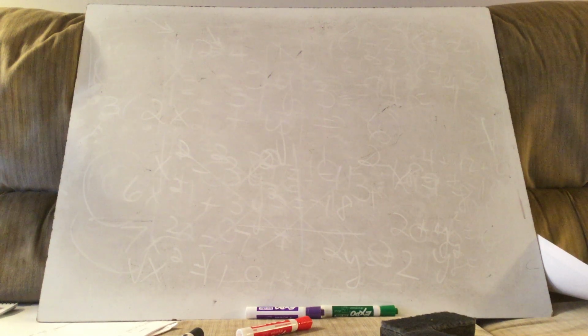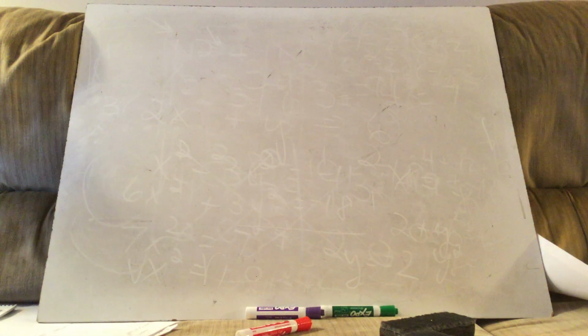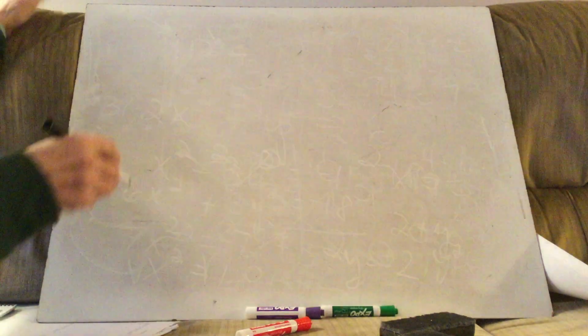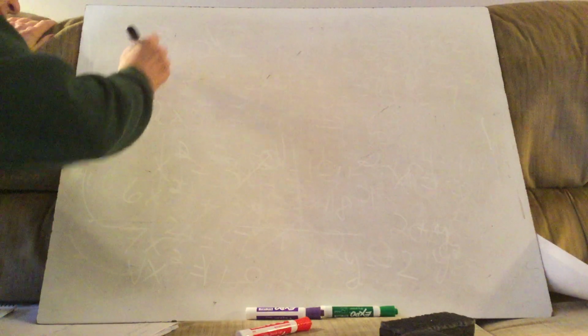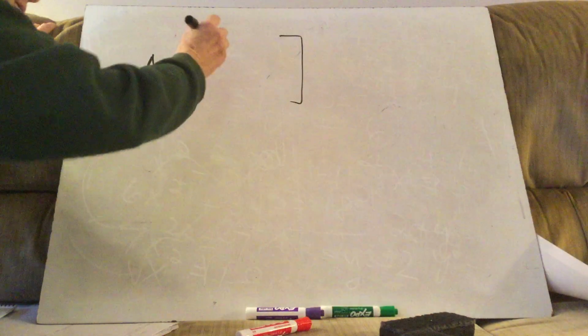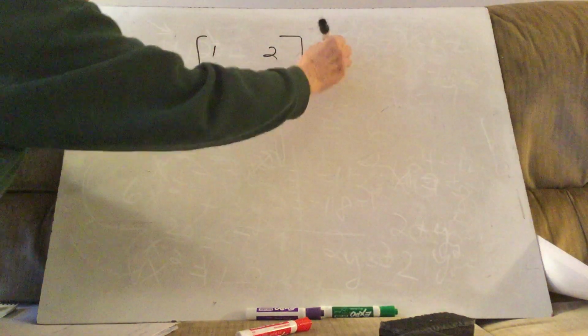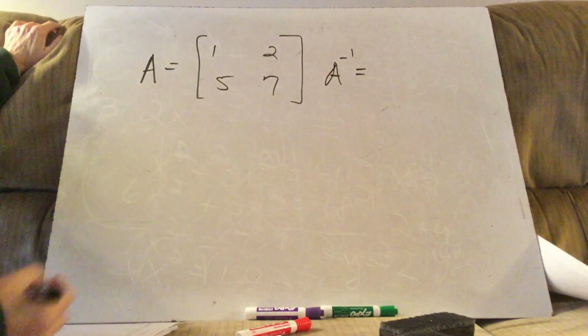Okay, we're going to do some practice for the optional inverse and matrix multiplication quiz. So we'll start by finding a couple of inverses. The way that problem looks is you're going to be given a matrix like this, just some random matrix, and it's going to say find A inverse.